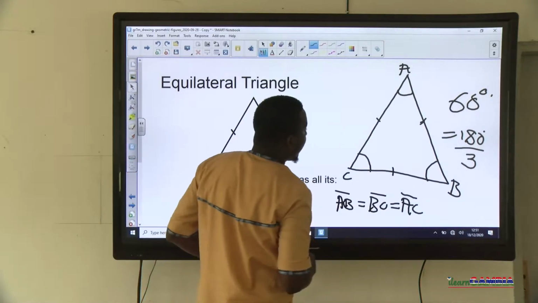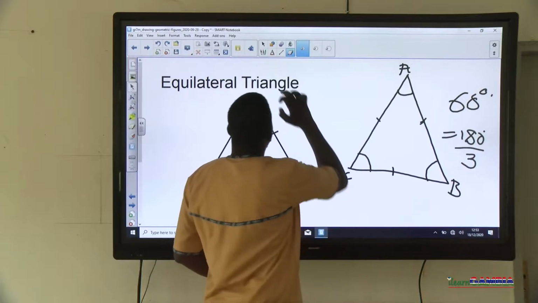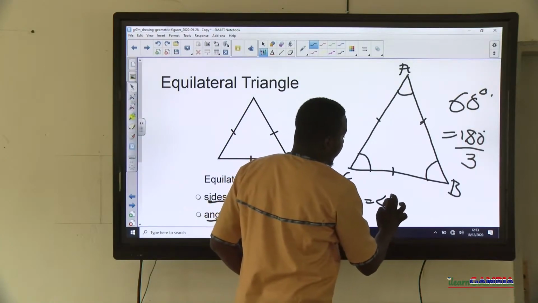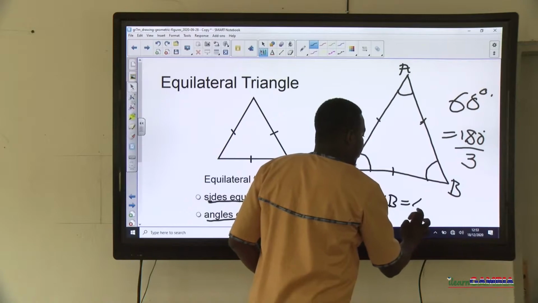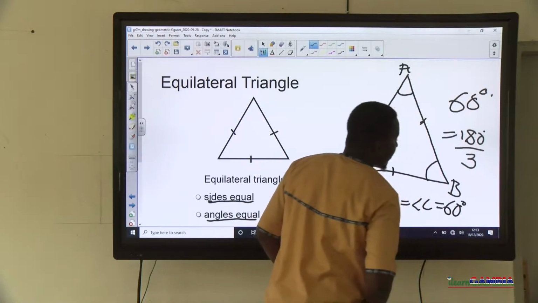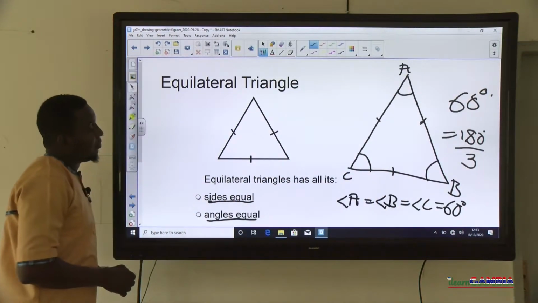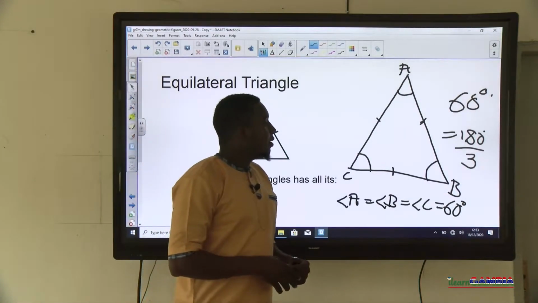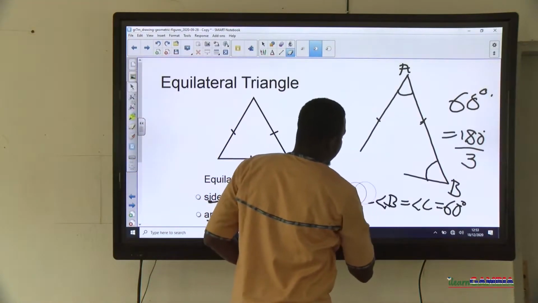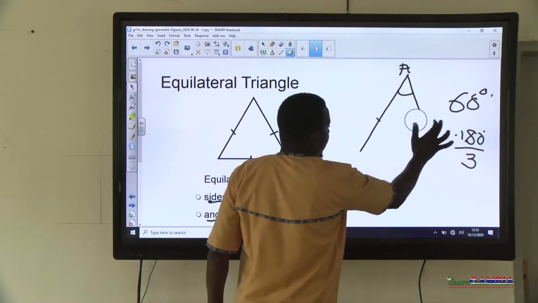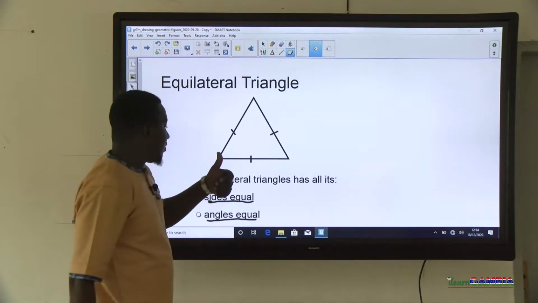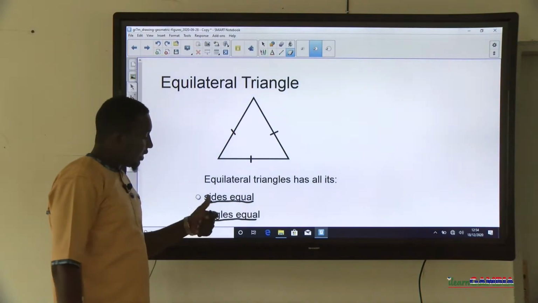Like for the case of the example that we have here, we can say that angle A is equal to angle B, which is also equal to angle C, and all of those angles are equal to 60 degrees. That is the concept of equilateral triangles. And no matter how the triangle is given to you, you should be able to know if it is an equilateral triangle, judging based on those two properties. Remember we said the properties of the equilateral triangle: all the sides are equal and all the angles are equal.